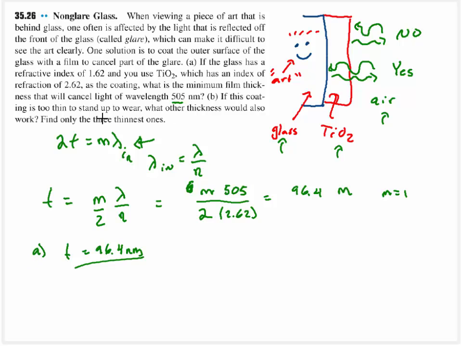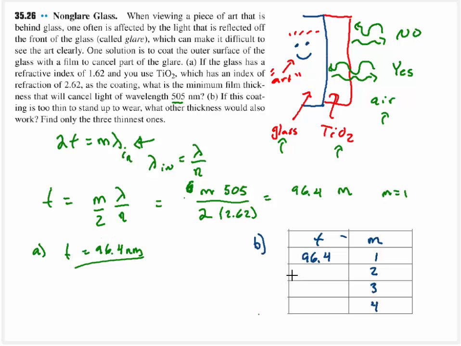Now part B, it says, well, if it's too thin to stand up to wear, what other thicknesses would also work? And cue the fancy table, and I'll get part B kind of in there, where I evaluate this expression right here for m is equal to 2, 3, and 4. So when m is equal to 2, the thickness is going to be 192 nanometers. And then when m is equal to 3, it's going to be 289 nanometers. And when m is equal to 4, it's going to be 386 nanometers.